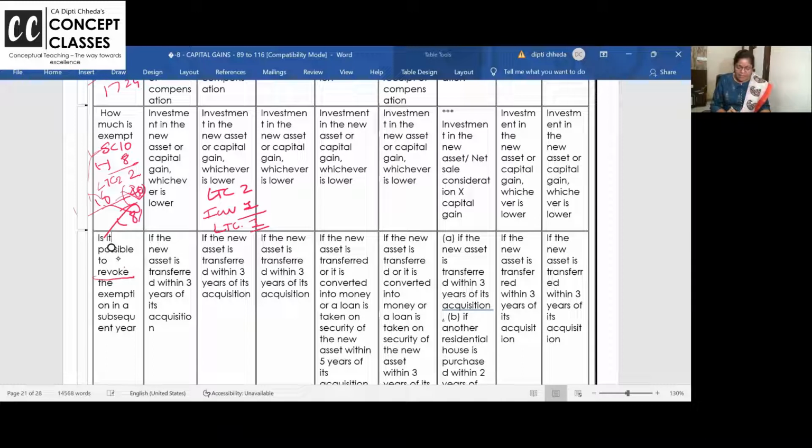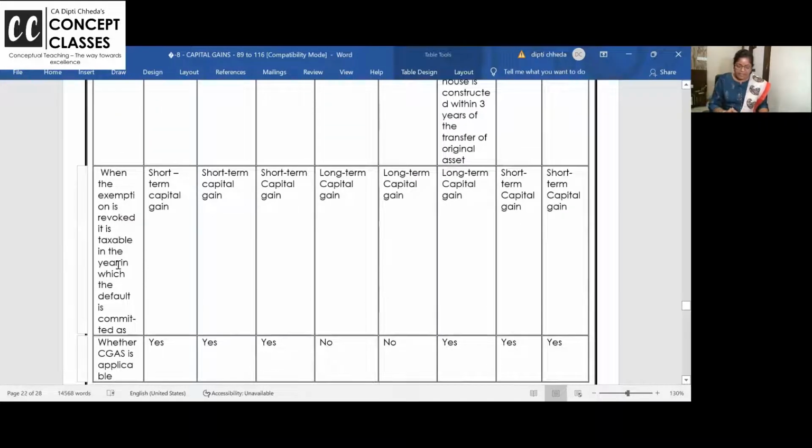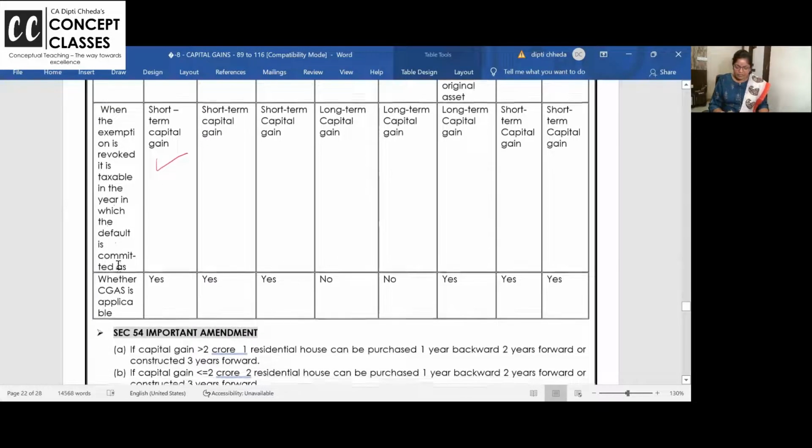Is it possible to revoke the exemption? Please write: the grammatical meaning of revoke is cancel. You sold the house, you purchased the house, we gave you exemption, but now we cancel. Is it possible to revoke the exemption? Yes, if the new asset is transferred within 3 years. Next, when the exemption is revoked, will it be taxable? Yes. As what? Short-term capital gain. It will be taxable as short-term capital gain, क्योंकि 3 साल के अंदर आपने घर बेच दिए.